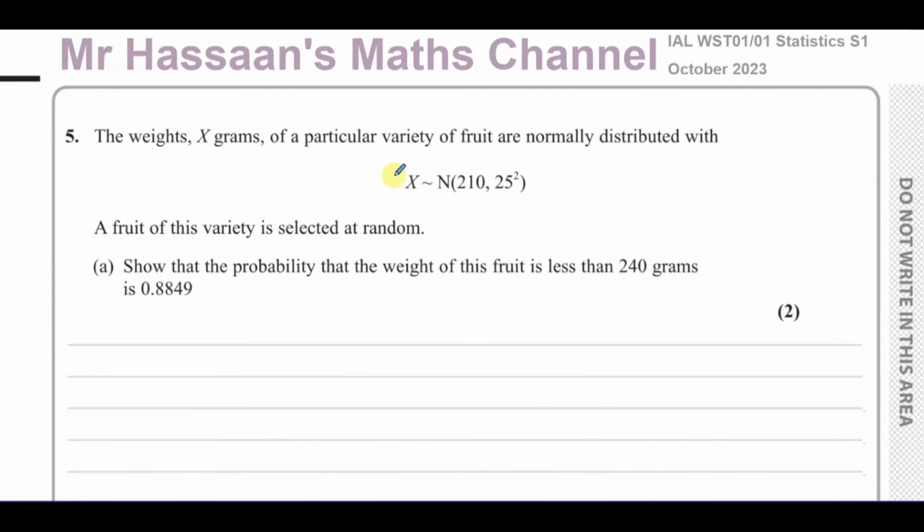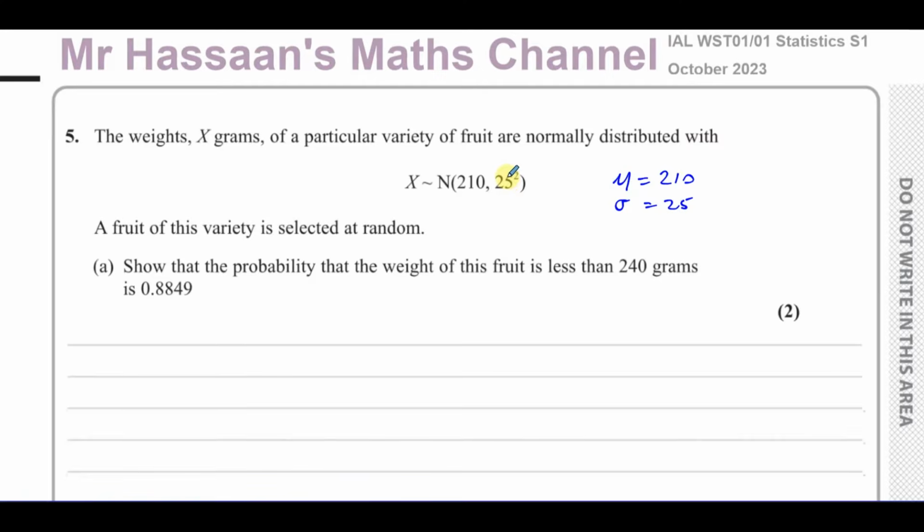This question here is about normal distribution. It tells us about the weights X grams of a particular variety of fruit, which are normally distributed. What this means is the weight X is normally distributed with a mean of 210 and a variance of 25 squared. So the mean is equal to 210 and the standard deviation is equal to 25. Okay, this is the variance, not the standard deviation.